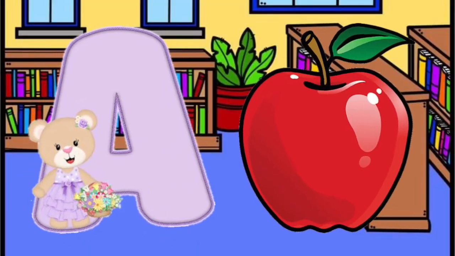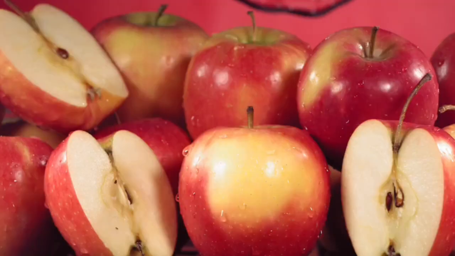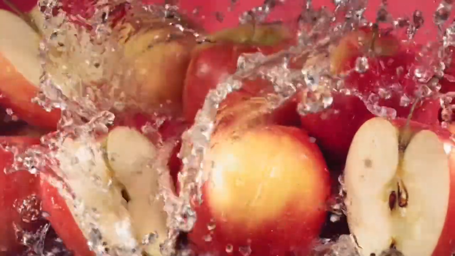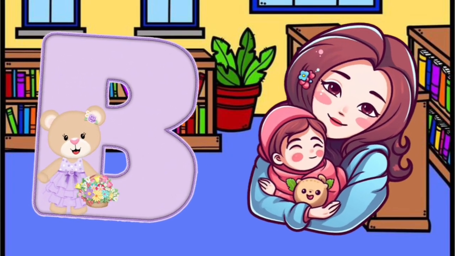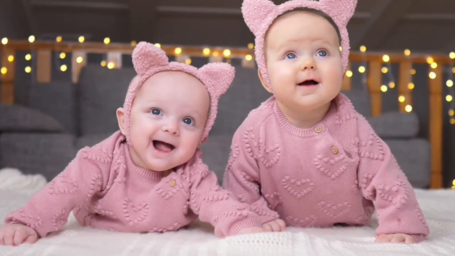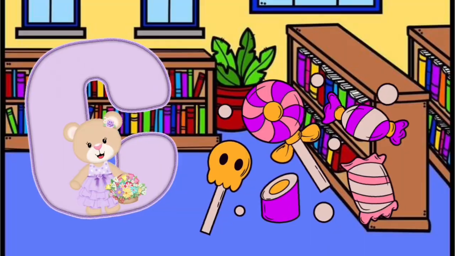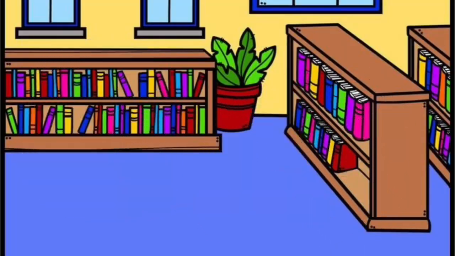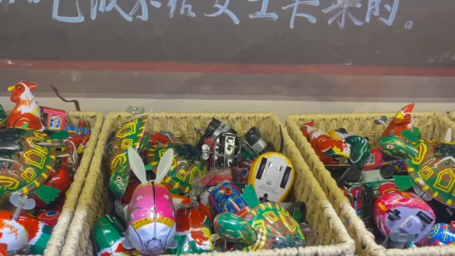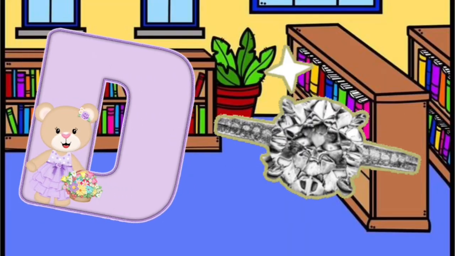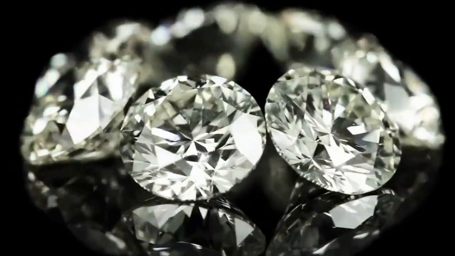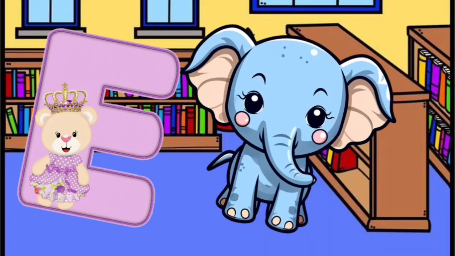A is for apple. Apple. A, apple. B is for baby. Baby. B, baby. C is for candy. Candy. C, candy. D is for diamond. Diamond. D, diamond. E is for elephant.